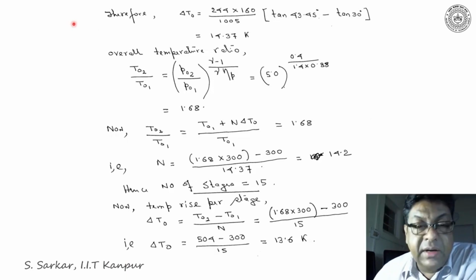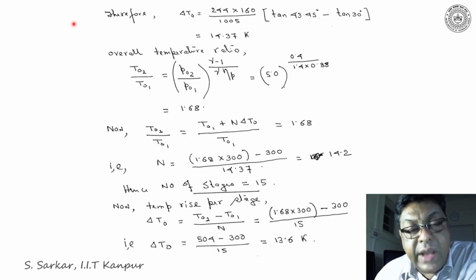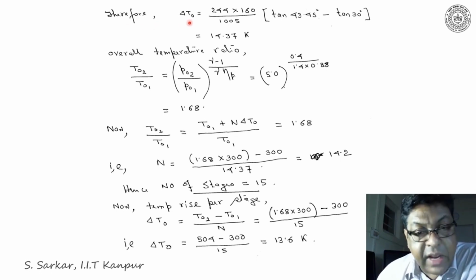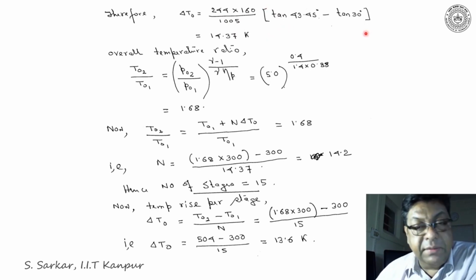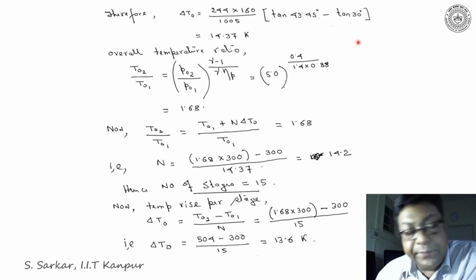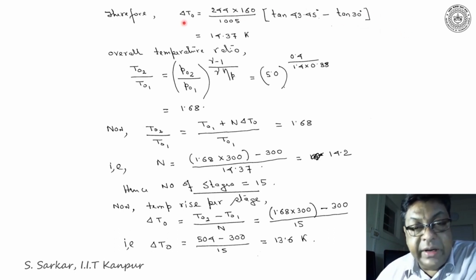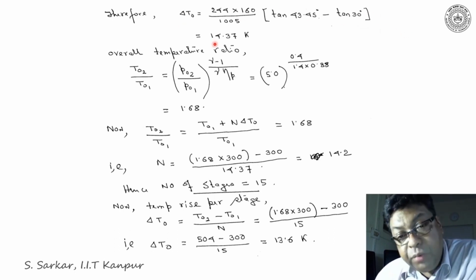Therefore, after evaluating beta 1, I can assess stage temperature rise. Thus, I have calculated del T0, the stage stagnation temperature rise, which is equal to 244 into 160 divided by 1005 into tan beta 1 minus tan beta 2, thus tan 43.45 minus tan 30 degree. If you do the calculation, you will get del T0 as 14.37 K.